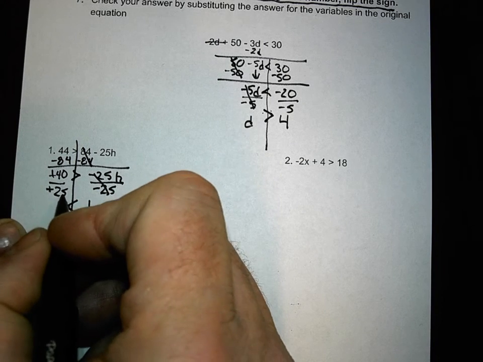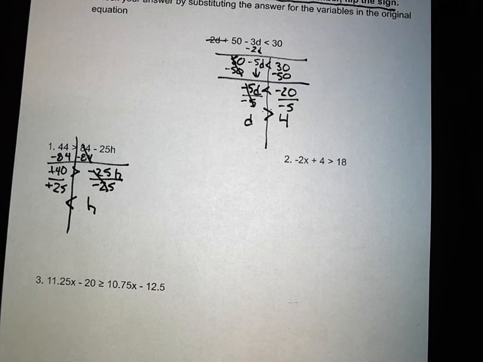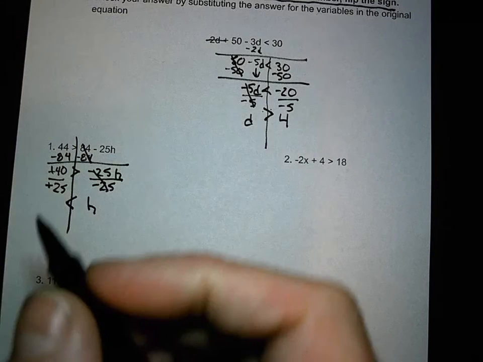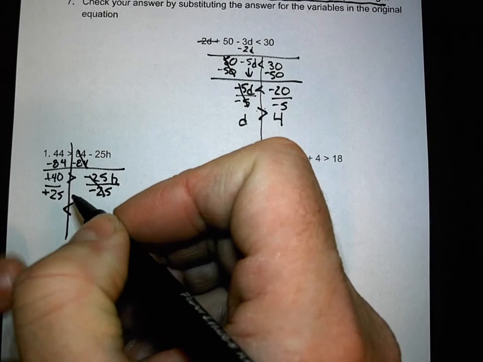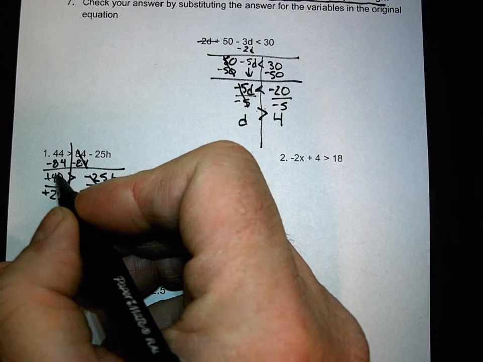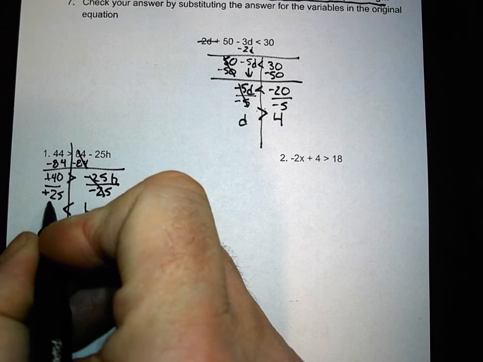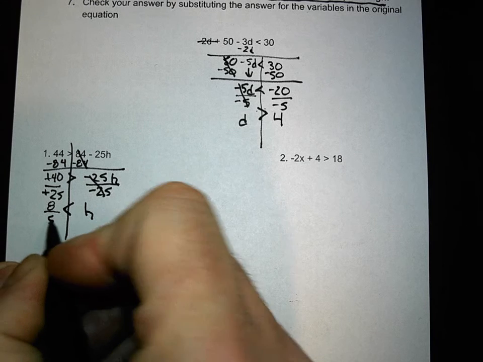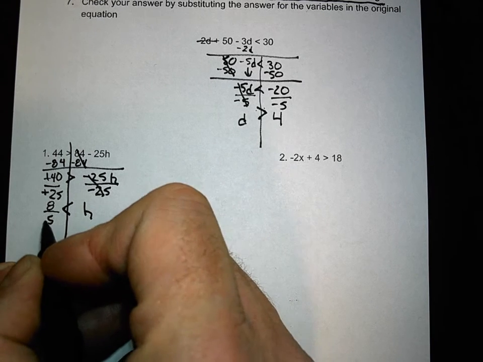40 divided by 25. Fractions are fine, but I can definitely simplify. To simplify a fraction means to find out what everything's divisible by until one of them becomes a prime number. These are divisible by 5, aren't they? What is 40 divided by 5? 8. And what's 25 divided by 5? 5. So my answer becomes h is greater than 8/5.